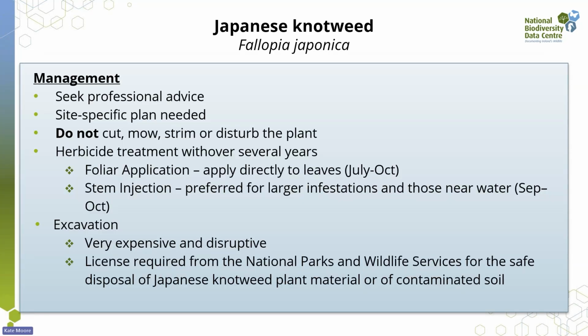With regards to management of Japanese knotweed, it is important to seek professional advice and develop a site-specific plan. It's very important that you do not cut, mow, trim or disturb the plant in any way, as this could spread it further. Herbicide treatment over several years is the usual way of treating this. The herbicide can be applied directly to the leaf, or it can be applied to the stem, which is preferred for larger infestations or those next to water.